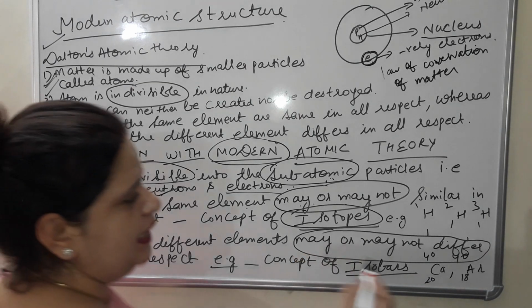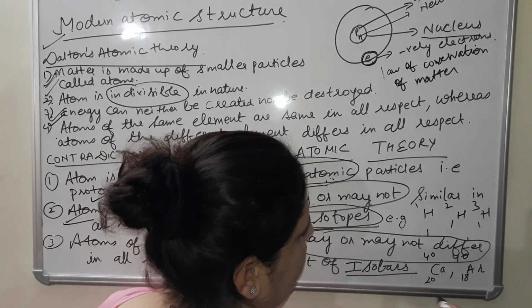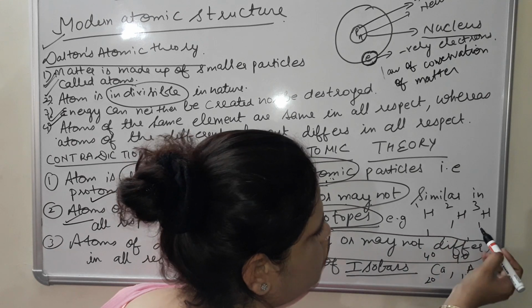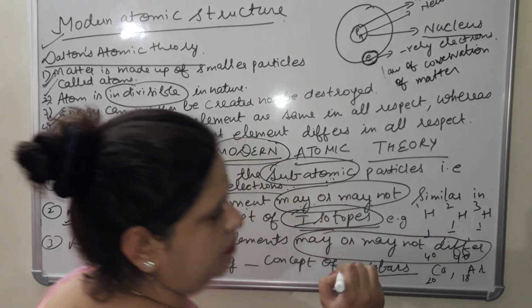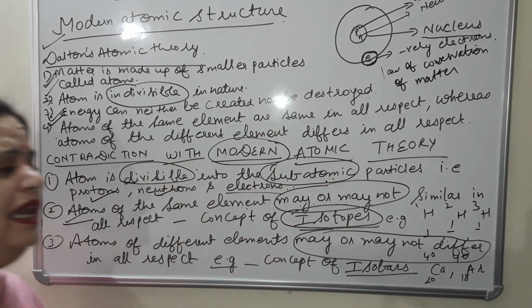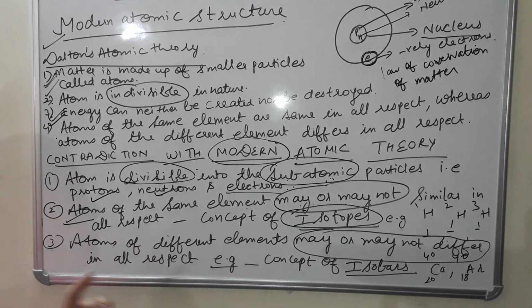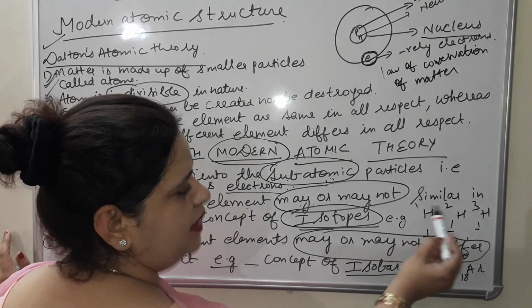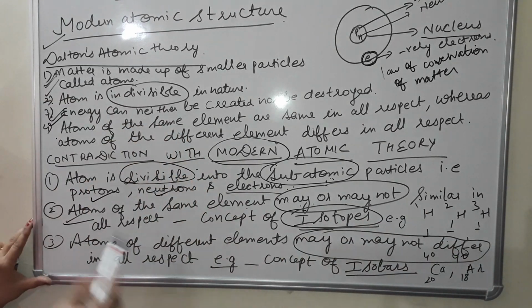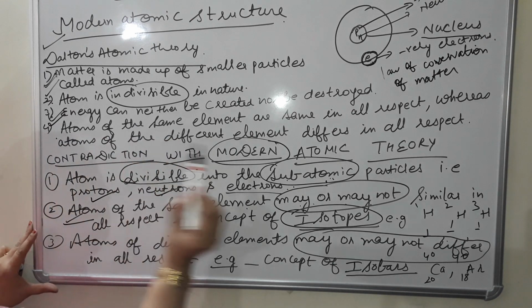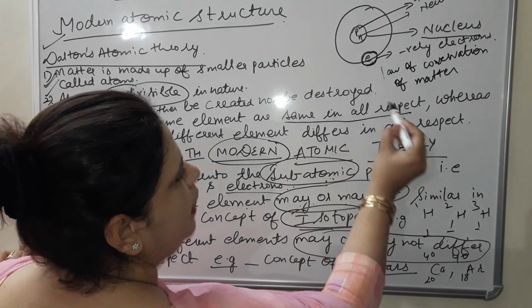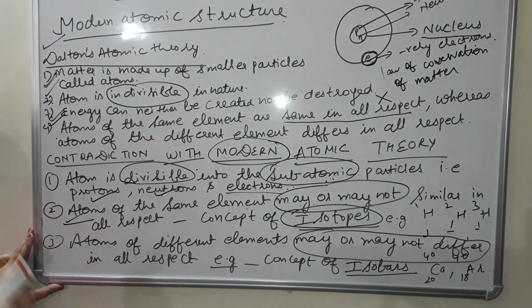See here I have written the example of the three isotopes of hydrogen, 1H1, 1H2, 1H3. This is the atomic number which I have written. Above these is the mass number. So these are the atoms of the same element hydrogen. But their atomic number is same, and there is a difference in the mass number. So because of this, the point given by John Dalton that atoms of the same element are same in all respect is rejected. May or may not be similar in all respect. This point was contradicted in modern atomic theory.